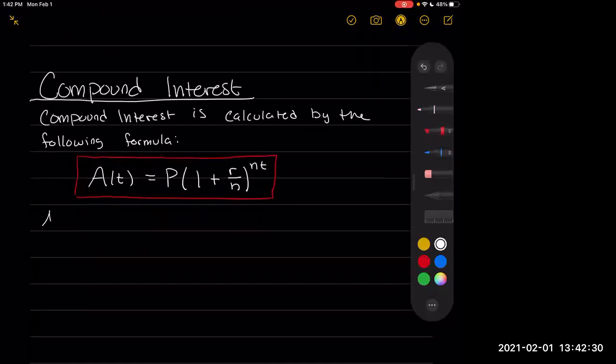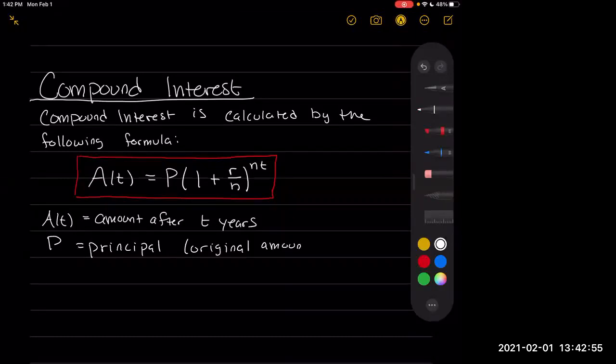So this is where A of t is the amount after t years. P is the principal, or the original amount. We'll mostly be talking about money and word problems, so it's usually the original amount of money. All right, and then r is the interest rate per year.